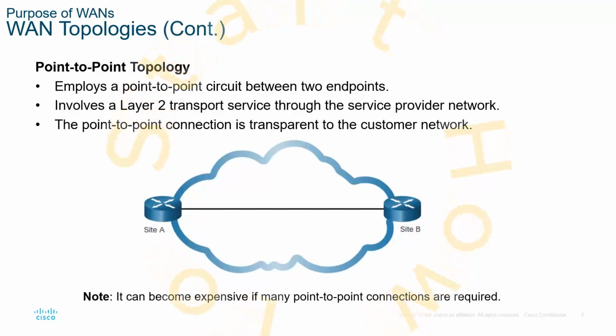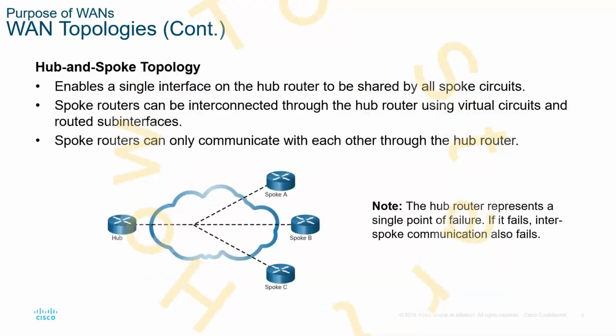So a point-to-point literally is a point through the network, through the internet, to another point. The layer 2 technology, that cloud, is irrelevant because between these two devices, logically, it views it as a straight point-to-point connection. With a hub and spoke, we could have a hub that leads to individual spokes.